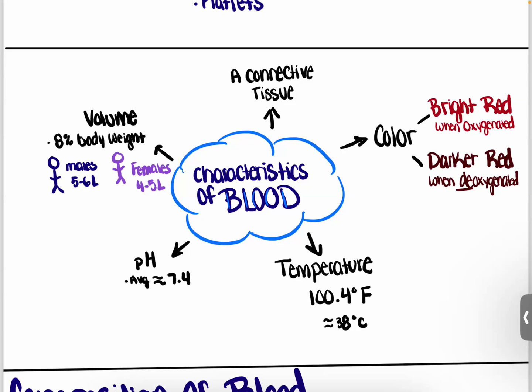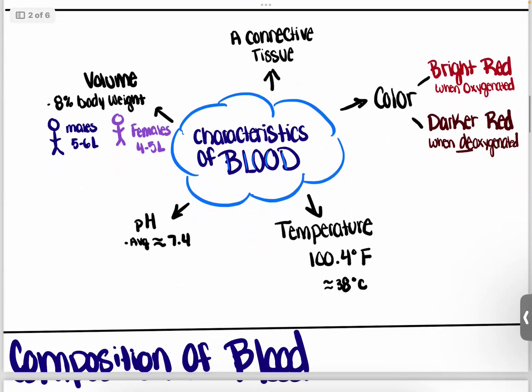Now, what's interesting about blood is its temperature runs a little bit warmer than our actual body temperature, because our body is around that 98.6 degree mark, whereas our blood is around 100.4 degrees Fahrenheit, about 38 degrees Celsius.